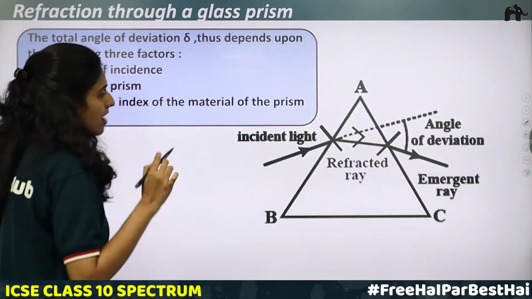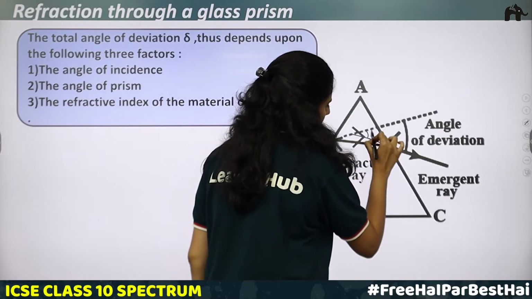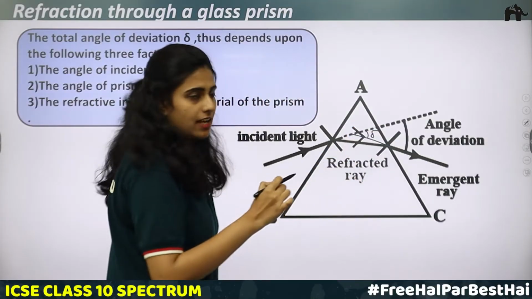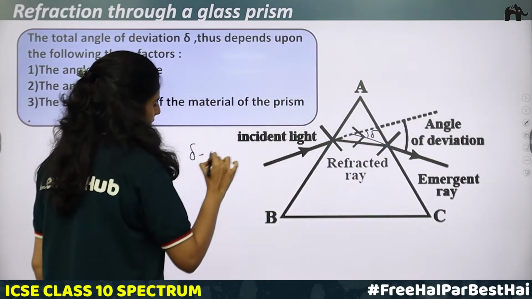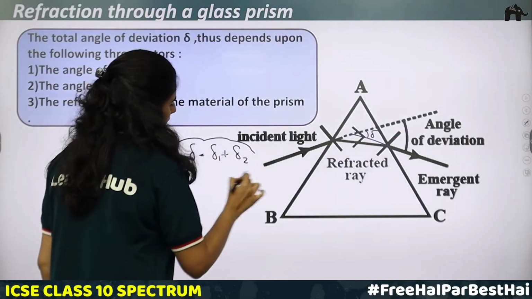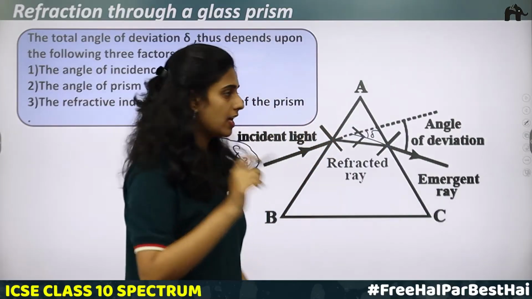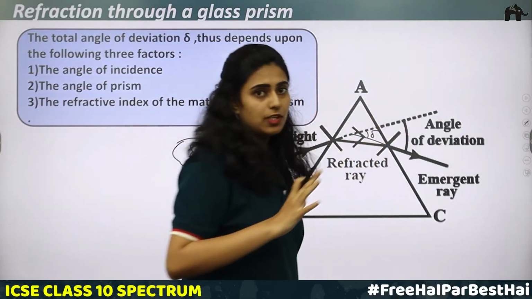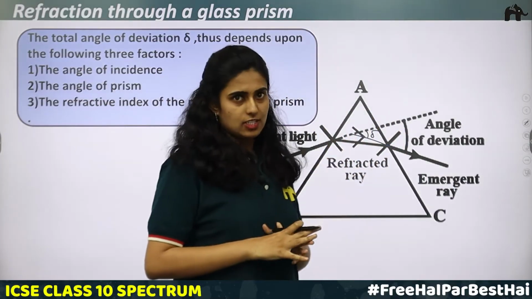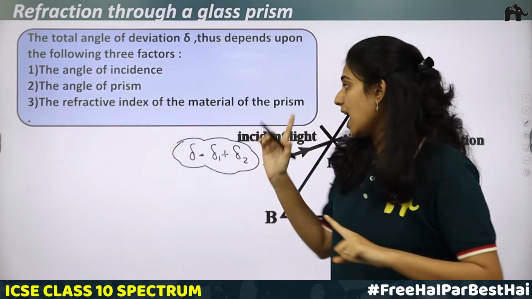Now we have the angle of deviation, which you have here as delta. So this delta will be equal to delta 1 plus delta 2. We know delta 1 is the deviation produced because of the first refraction and delta 2 is the deviation produced because of the second refraction. So delta is equal to delta 1 plus delta 2, and delta is the angle of deviation.